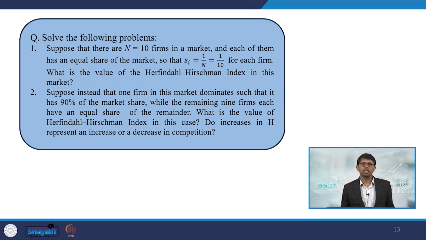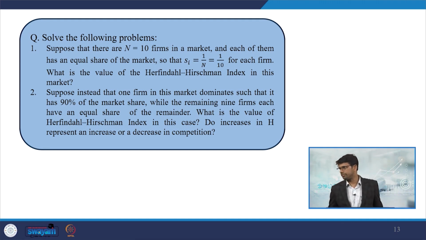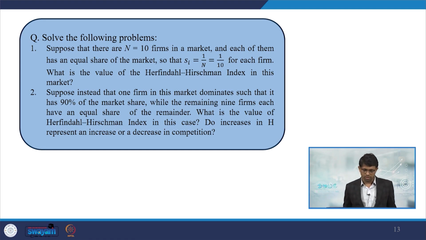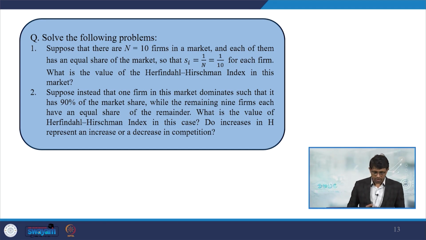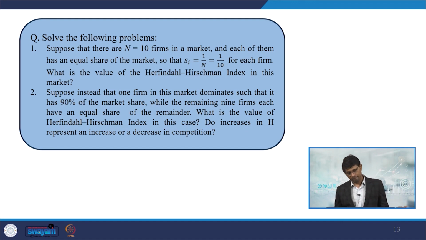First one is, suppose there are 10 firms in a market, and each one has an equal share, that is Si equal to 10%, or 1 upon 10. So for each firm you have an equal share. What is the value of the HHI in this market, and how can we interpret it?